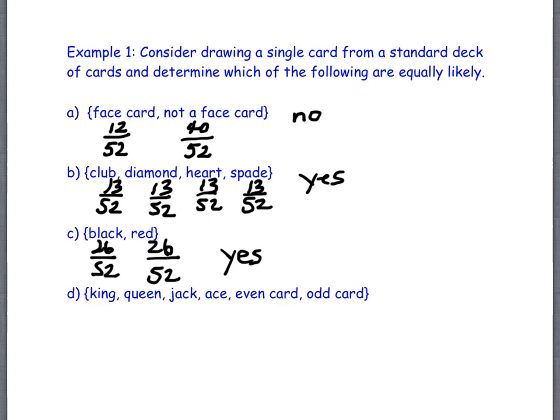All right, how about the last one? How about the probability of drawing a king? 4 out of 52. Queen? Jack? Ace? Another 4 out of 52. Okay, so now if the problem stopped there, would the events be equally likely? Yes. Yes, but we've got a couple more events.